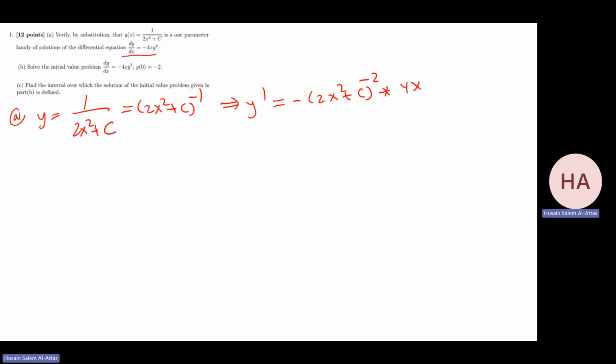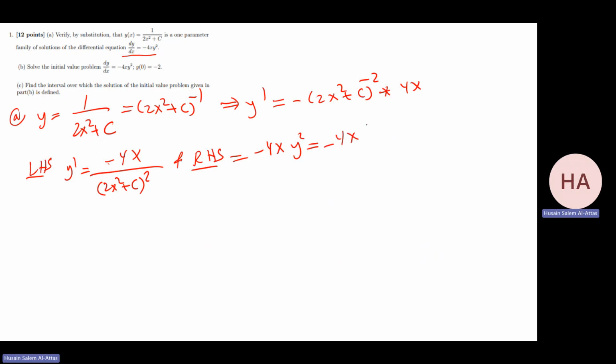So I need to check left-hand side, which is y prime, which is minus 4x over 2x squared plus c all squared. This is left-hand side. What about right-hand side? It will be minus 4x y squared. And that is what? Minus 4x times the square of this, which is very clear they are the same.